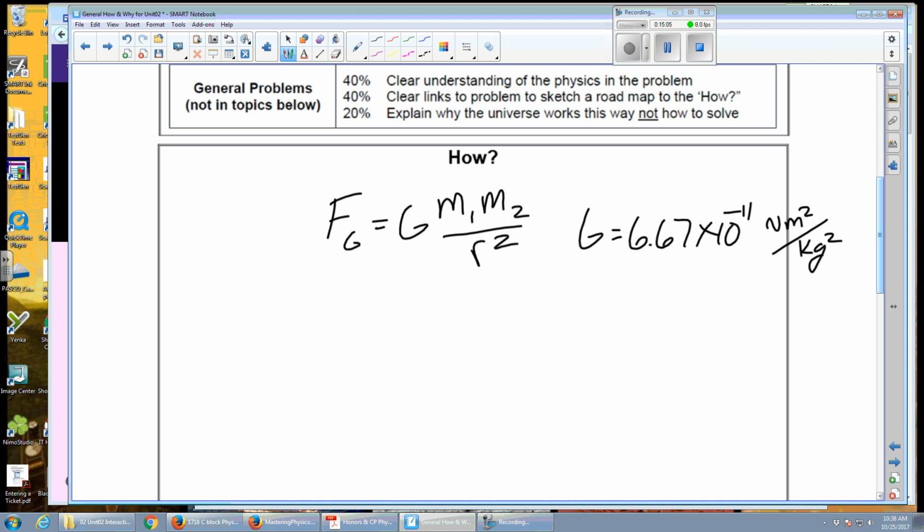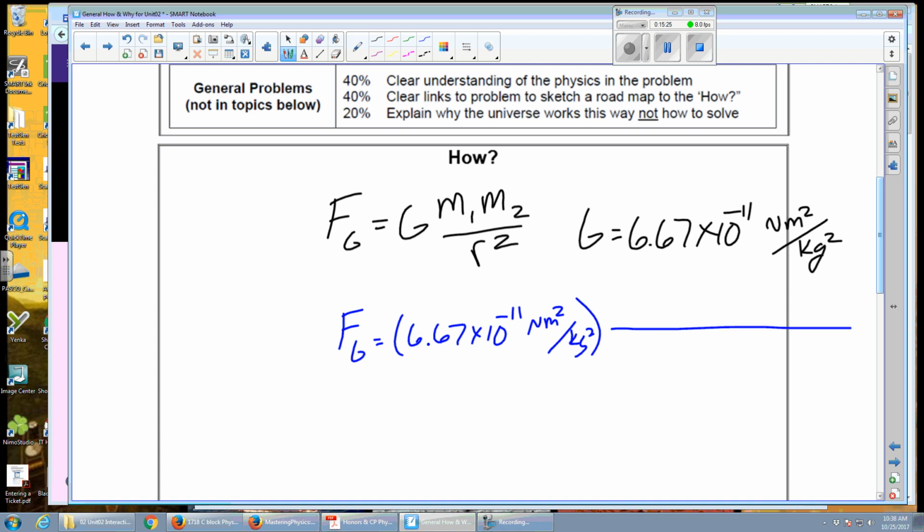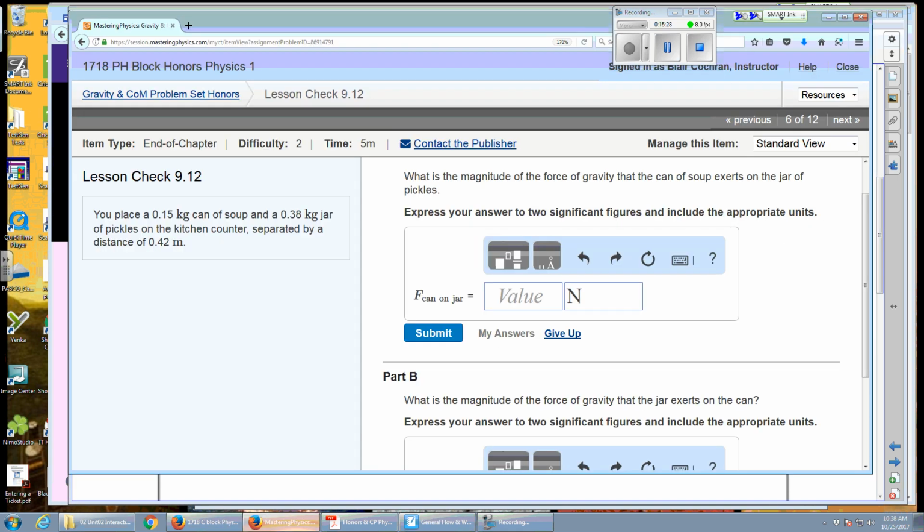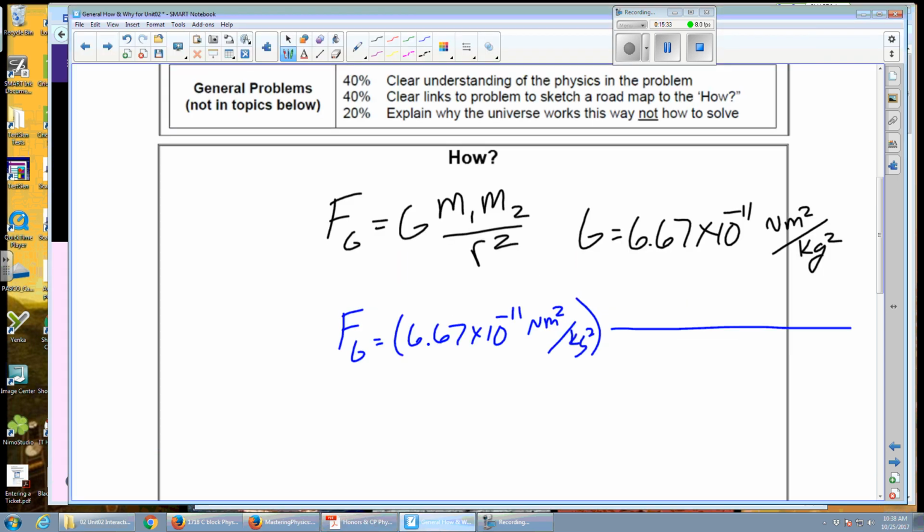Now I can just plug in, right? Making sure that I have everything in meters and kilograms. So I'm looking for the gravitational force. I have big G. Notice I plug in with units, right? Then the mass of 1, let me call my soup can 1, is 0.15 kilograms. Mass of number 2, 0.38 kilograms.